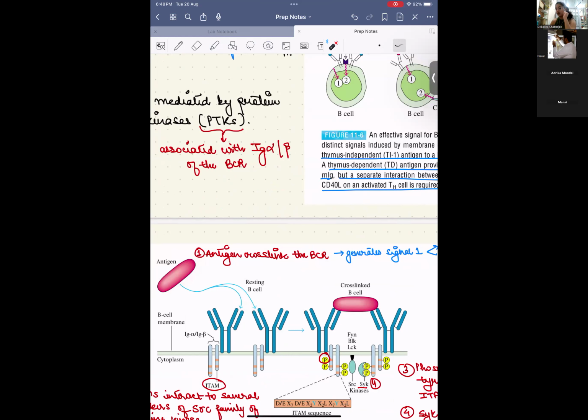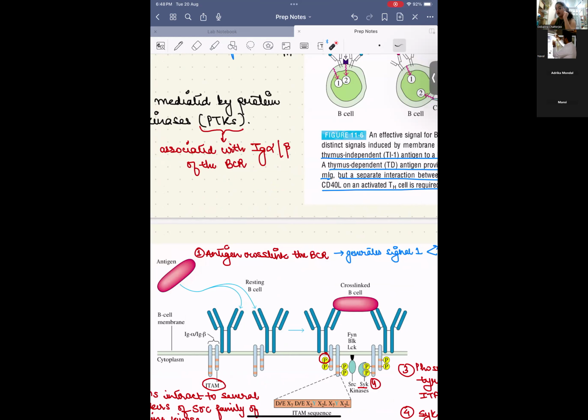And further, there is the requirement of T helper cell derived cytokines. So here cytokines were completely not required, but after cross-linking, the fate that follows to take care of the antigen is determined by the cytokines produced by the T helper cells.